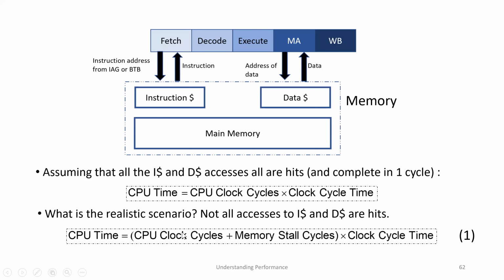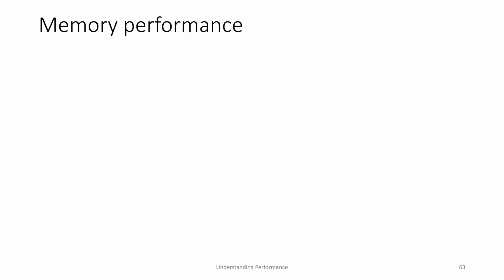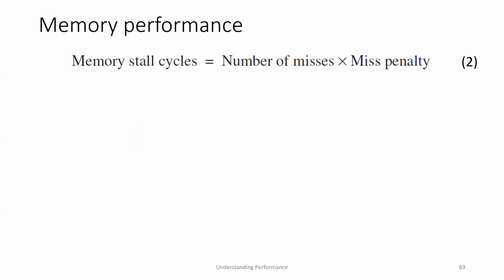What we need to include is the memory stall cycles, meaning how much time we are spending waiting for the data at the processor. That is the overhead, right? Now, the memory stall cycles are actually the total number of misses times the miss penalty.